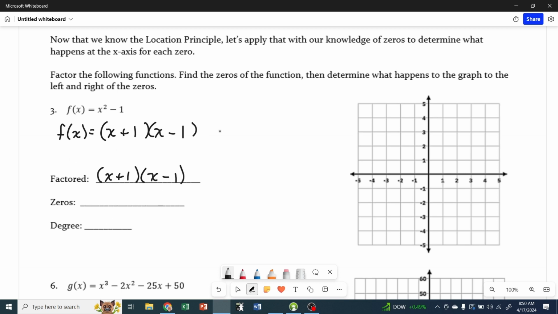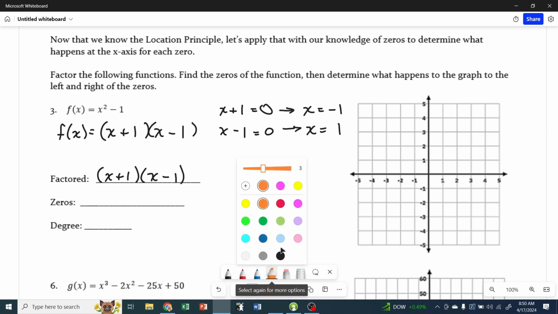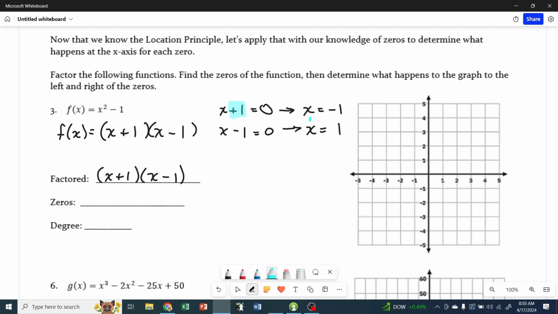Okay, the zeros. Well, if we take this and we say x plus 1 equals 0, and then we subtract 1 from each side, so x is equal to negative 1. x minus 1 is equal to 0. Add 1 to each side, we get x is equal to positive 1. So one of the things I'd like you to take a look at here is that we have this situation here.